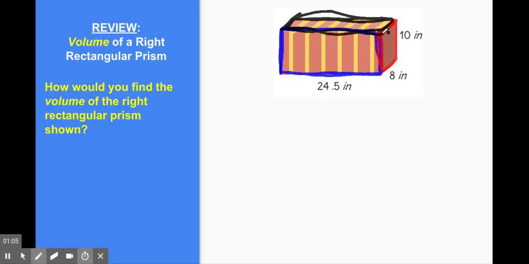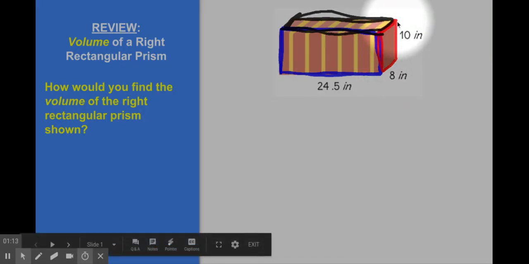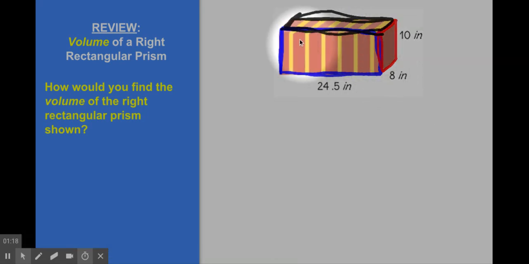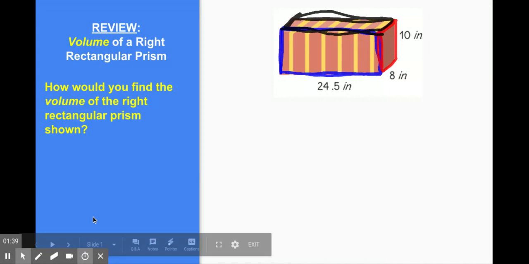And another thing we know is opposite edges are parallel and equal. So, for example, if this edge or this height is 10 inches, then so is this one, and so is this one. This edge is 24.5 inches, so is this one, and the one opposite that. And then this is 8 inches, so is this one, so is this one. And again, there's more than that. We can only see half of the prism right now.